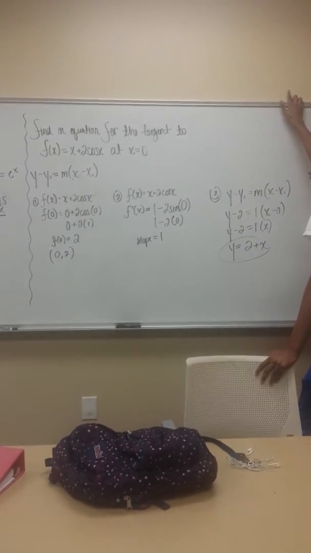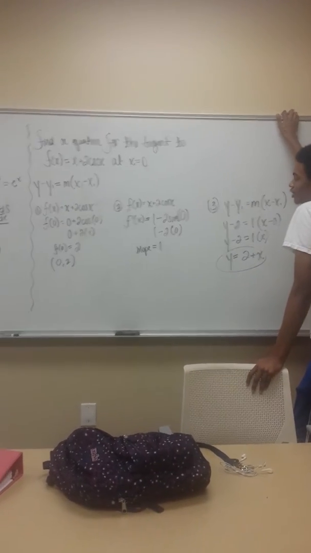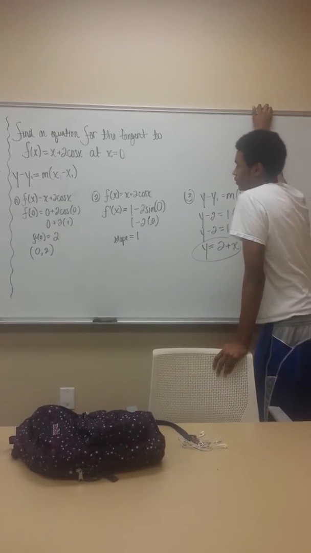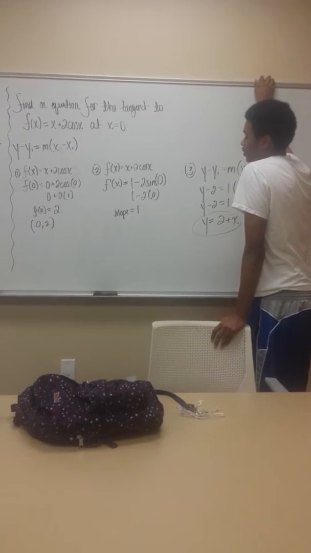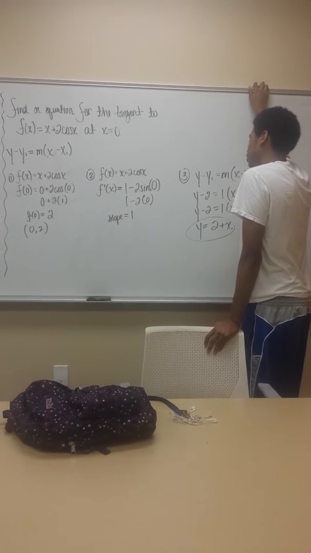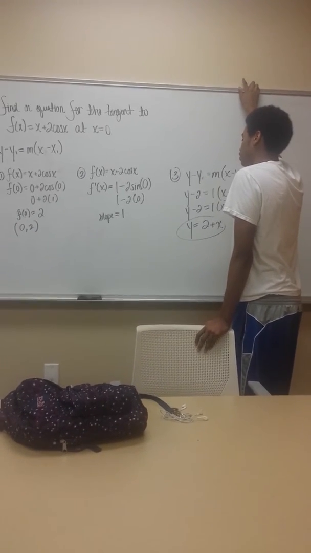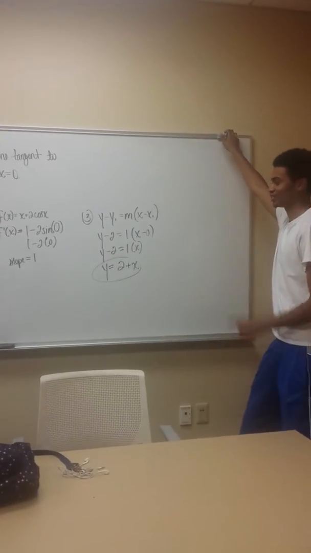Now we can find the slope. You take the derivative of f of x equals x plus 2 cosine of x, which is f prime of x equals 1 minus 2 sine of x. At x equals 0, that's 1 minus 2 times 0. Then for your slope, you get 1.